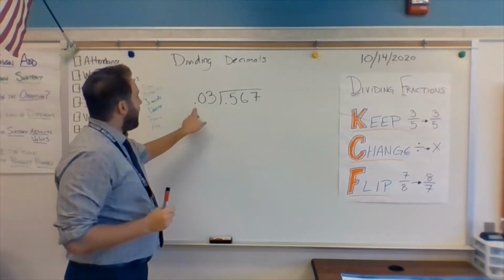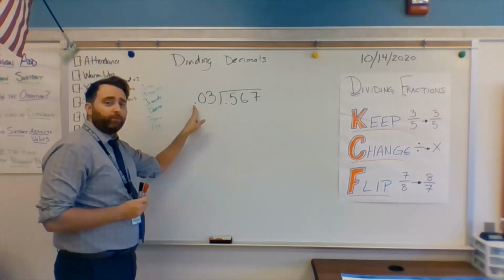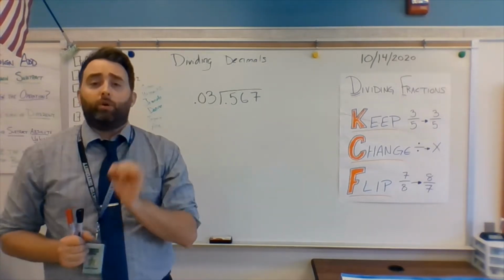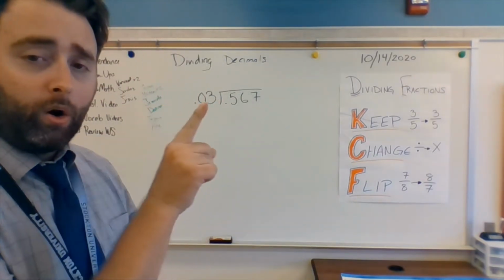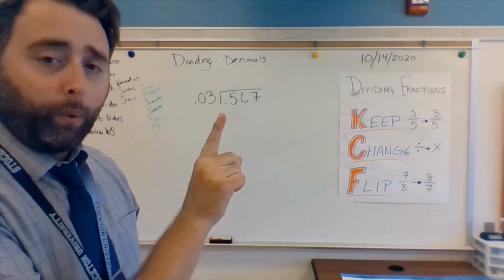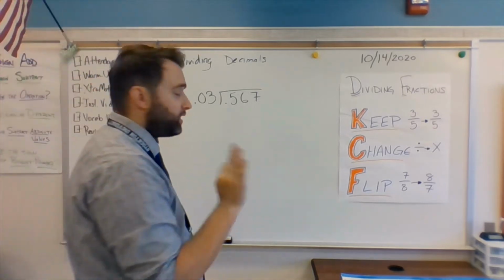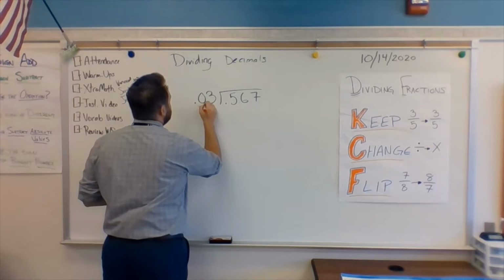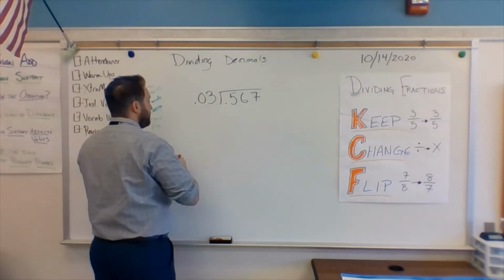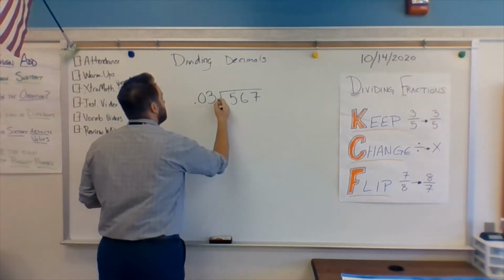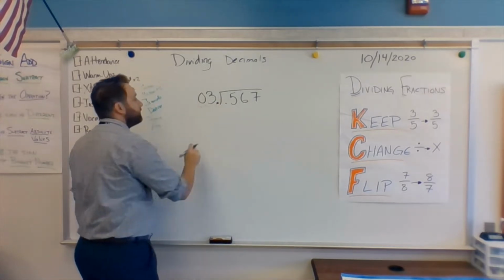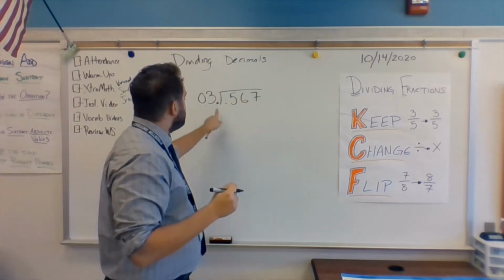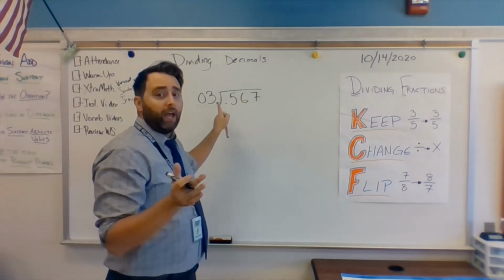Simply put, I can't divide with this decimal floating all the way out here. I can't divide if it's even in between the two numbers. The decimal has to be right next to the division house. So it needs to move 2 spaces. 1, 2. So it's resting right up against the division house, between the numbers and the division house.